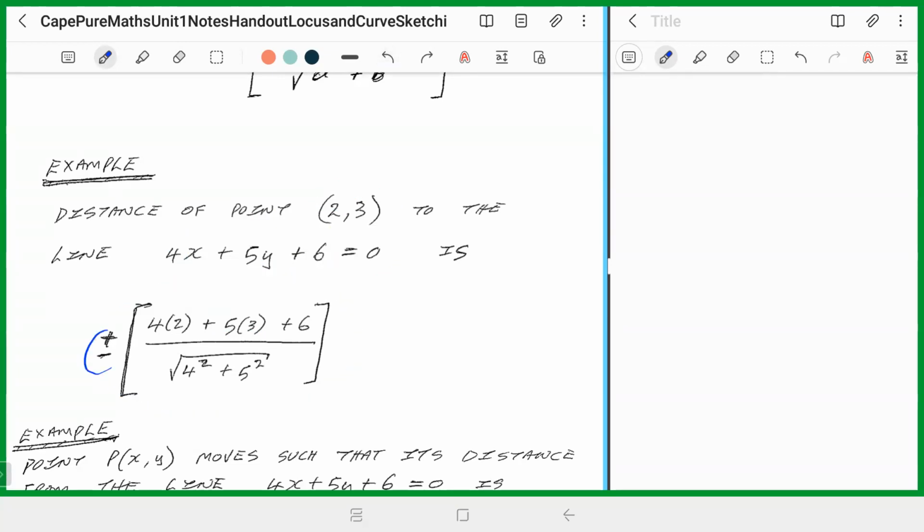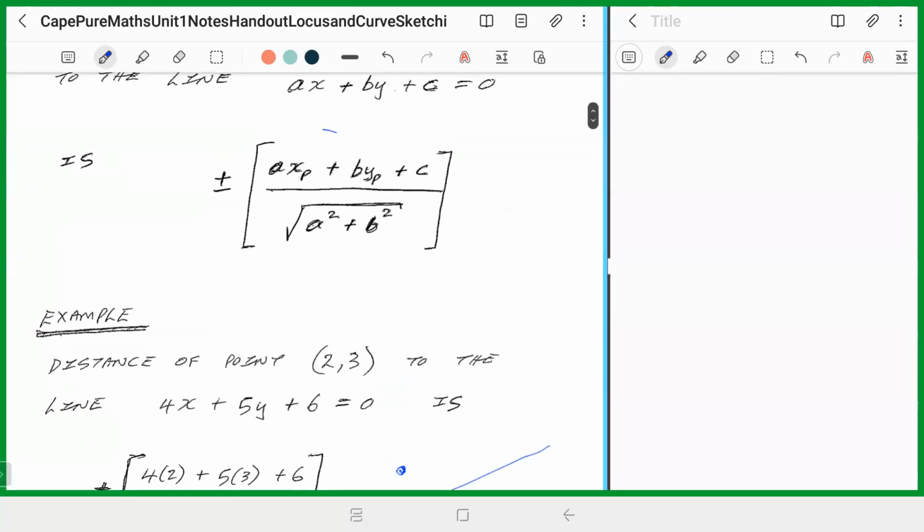I say no, it's plus or minus. If you have a line, the distance is plus or minus. So if you have a point here, it's either plus or minus. This is the formula, yeah. This is the formula to do it.